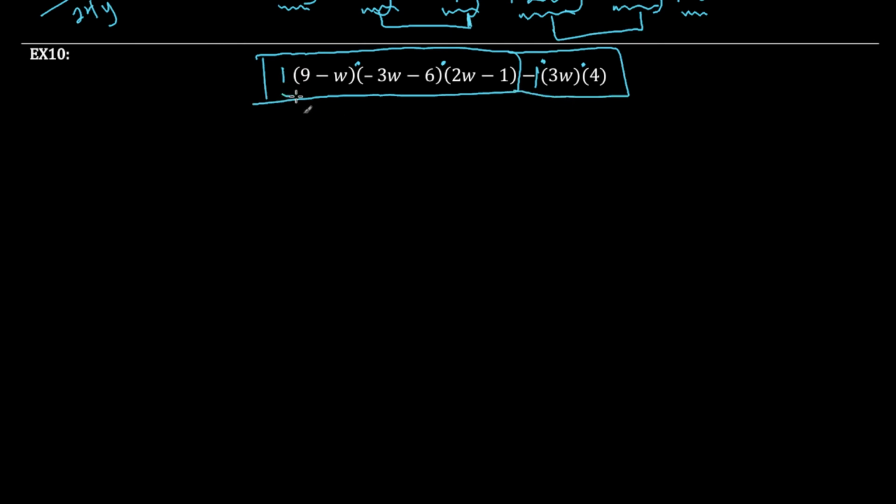So 1 times 9 is 9. A positive times a negative is a negative. 1 times w is 1w. Okay, that's my answer, but I'm going to multiply again.